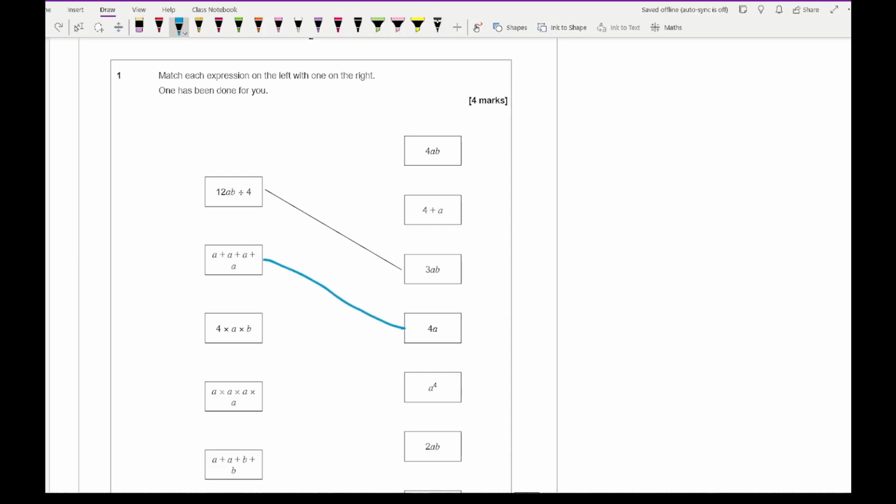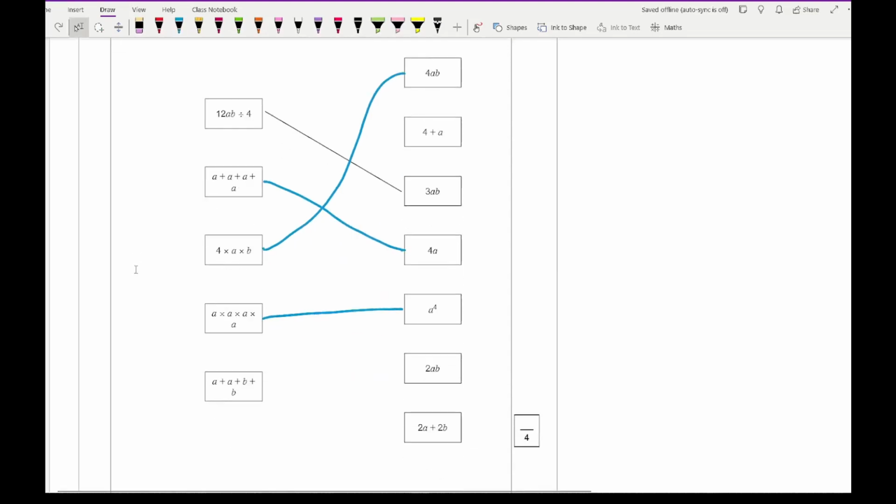The next one is 4 times a times b. Now when you're multiplying, you just merge the things together. So what we're looking for here is 4ab, which is our very first option. And it doesn't really matter whether you're drawing these lines straight or curved, as long as they're meeting up with the correct ones, it's all good. Then for the next one, it's a times a times a, which is basically multiplying. So we're using powers because the base numbers are the same. So a times a times a times a is going to be a to the power of 4.